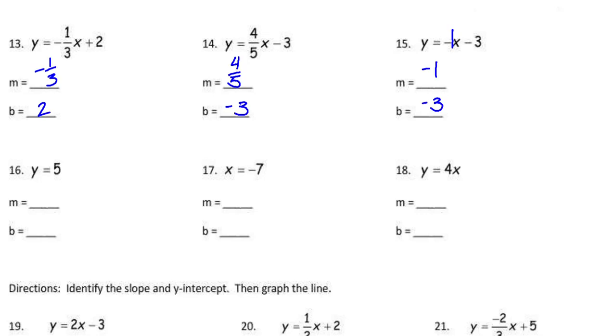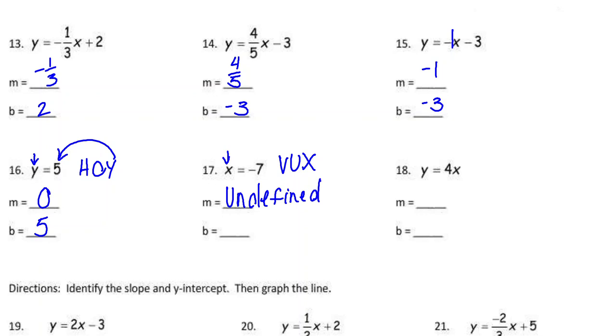So there's your answers for the first line. Now number 16, do you see how it's a y equals? That's a horizontal line. So it means it is a horizontal line with a 0 slope and a y-intercept of 5. And the next one, do you see how it's an x equals? That is a vertical line. It is a vertical line with an undefined slope and an x equals, so there is no y-intercept, so there's no b. Number 18, the slope would be 4, and the y-intercept would be 0.